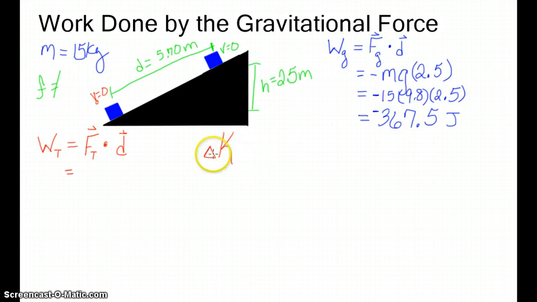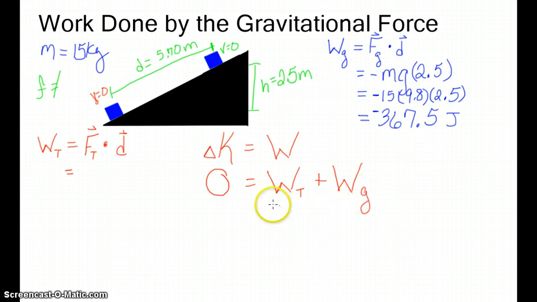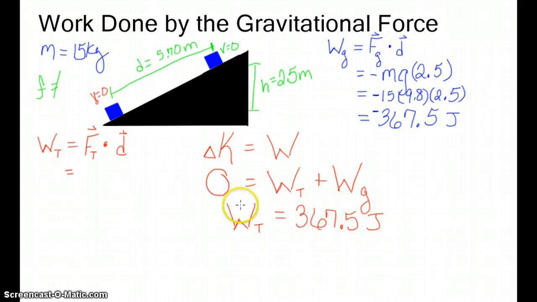So what we do know is that the energy put into the system by the tension force, well, that's going to be interesting. We've got the change in kinetic energy is equal to work. That's the work-kinetic energy theorem. The change in kinetic energy, kinetic final is 0, kinetic initial is 0. So there's no change here. So this is going to equal the work by the tension force plus the work by the gravitational force. So that tells me the work by the tension force is going to equal 367.5 joules.